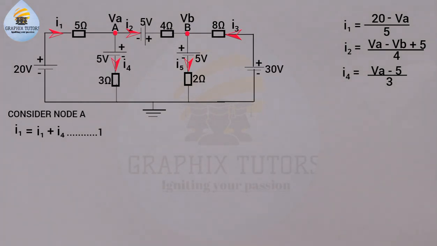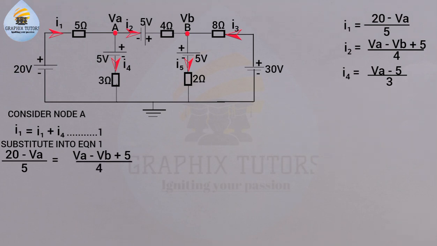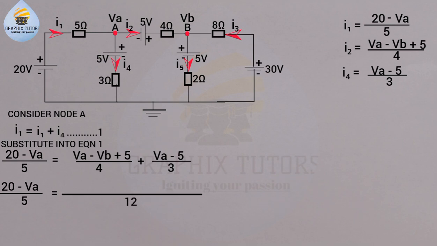Now the next thing is for us to substitute this current into equation 1. So if you look at equation 1, we have I1, and that will be 20 minus VA over 5 equals to I2, which will be VA minus VB plus 5 over 4, plus I4, which is VA minus 5 all over 3. Is that okay now? So what I'm going to do here is write it by saying 20 minus VA over 5 equals to, I'll now take the LCM of these two here. The LCM of 4 and 3 is 12, right? So we'll say that 4 in 12 is 3.